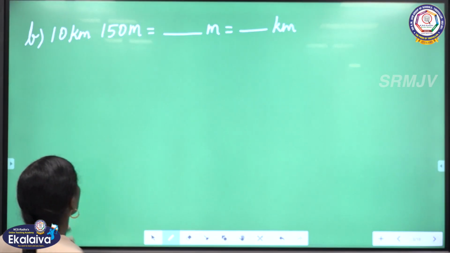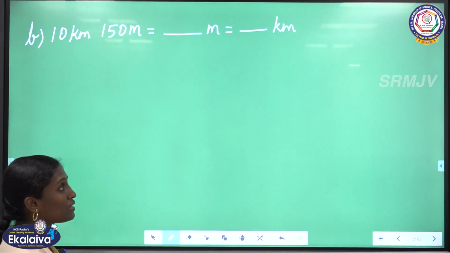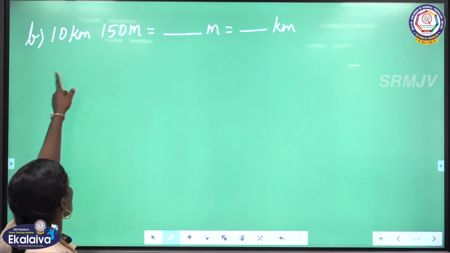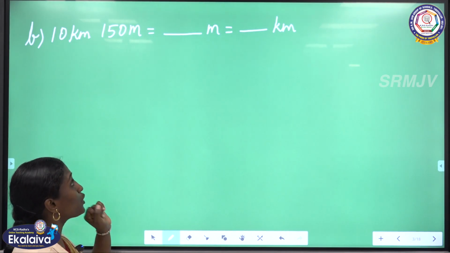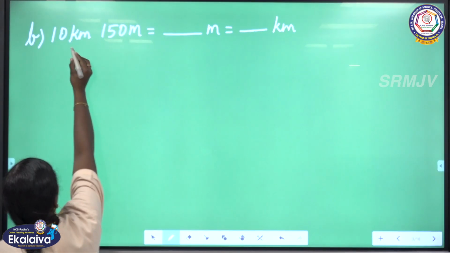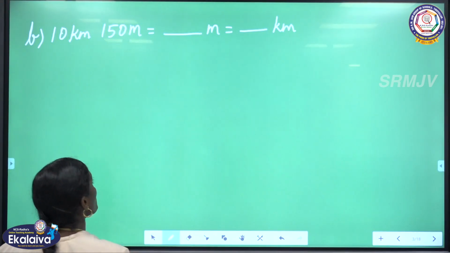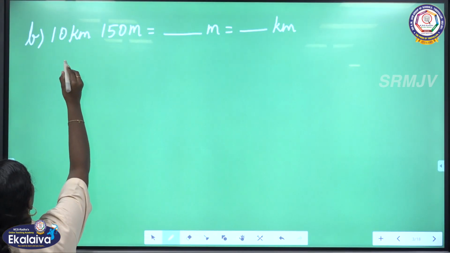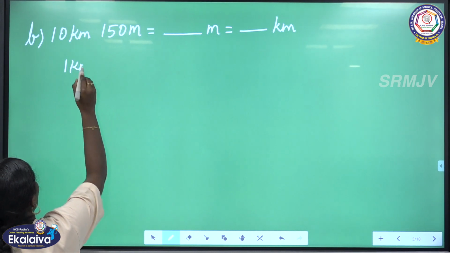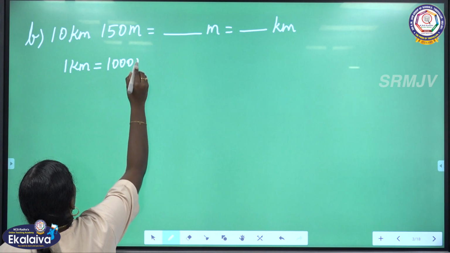The next one, 10 kilometer 150 meter is equal to dash meter and dash kilometer. First we are going to convert the given measurement to meter and then kilometer. First we are going to convert kilometer to meter, that is greater unit to smaller unit. So we have to use multiplication. So we know that 1 kilometer is equal to 1000 meter.